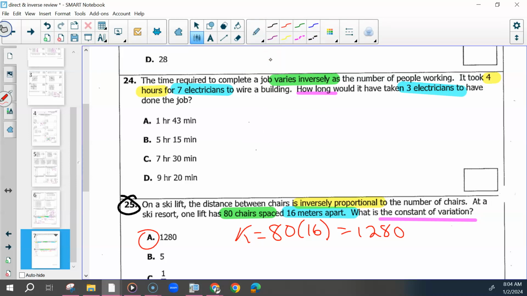Right, so varies inversely. So the time is going to be your y, and the number of people is going to be x. So 4 hours would be y, 7 would be x, 3 would be x. So we are looking for which variable? Y. So if this varies inversely, we have to find k by doing what? Multiplying 4 and 7. And then use that k value and our variable value in our equation. Y equals k over x. We don't know y, so that stays y. Our k is 28. Our x is 3.